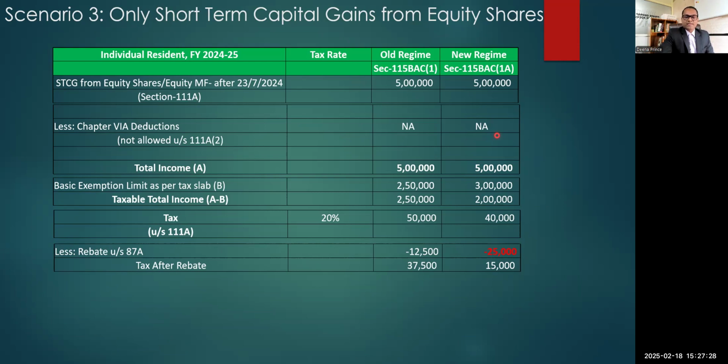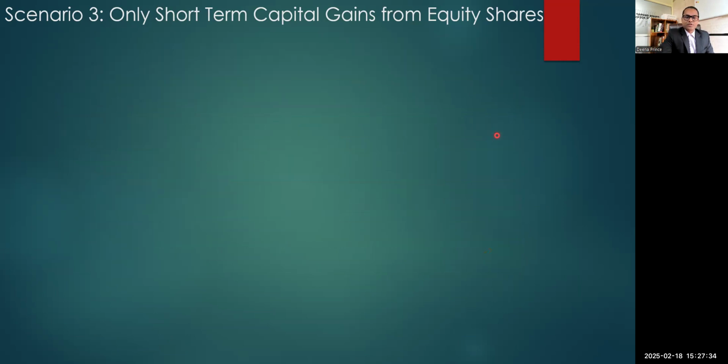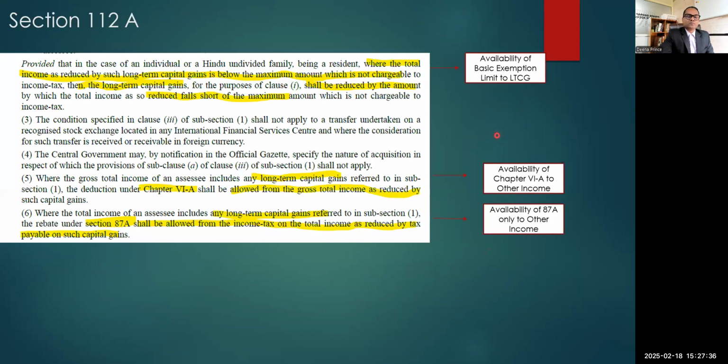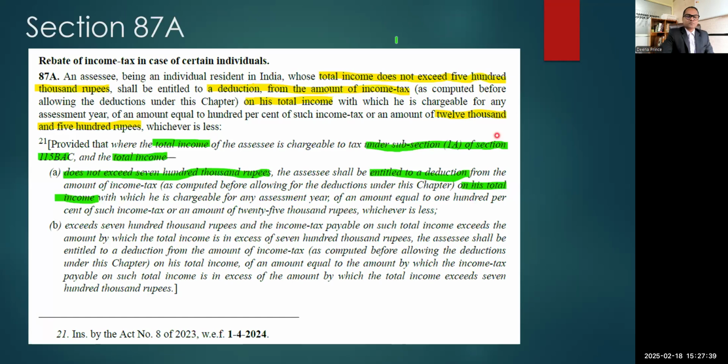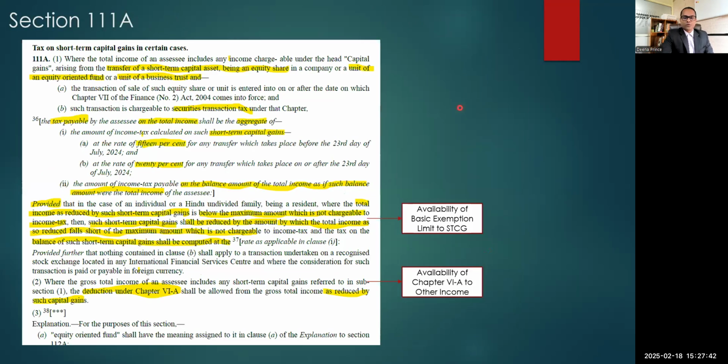Now, in both the cases, let us see what 111A says. Is there any specific provision in 111A? Well, you can read the whole thing. I have found only the mention of the basic exemption limit here and the mention of chapter 6A deduction. There is no mention anywhere of rebate under 87A. It doesn't mention it is allowed, doesn't mention it is disallowed. So that means it is allowed.